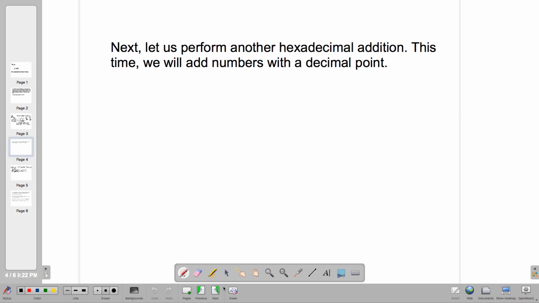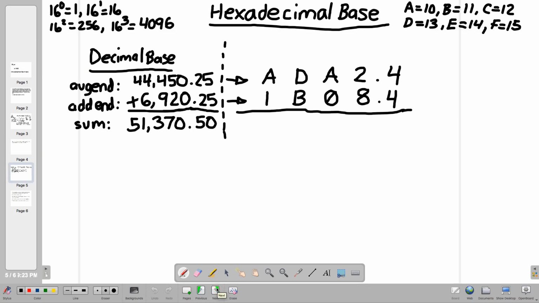Next, let us perform another hexadecimal addition. This time we will add numbers with a decimal point. Okay, so once again we have addition, and we start off with our origin and add-in. So the origin this time is 44,450.25, and the add-in value is 6,920.25. And our sum will be 51,370.50. This is our expected value.